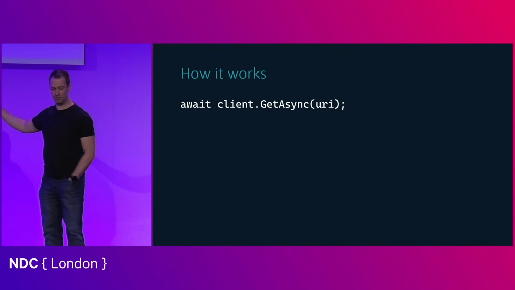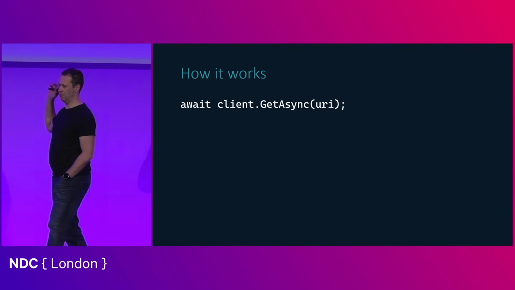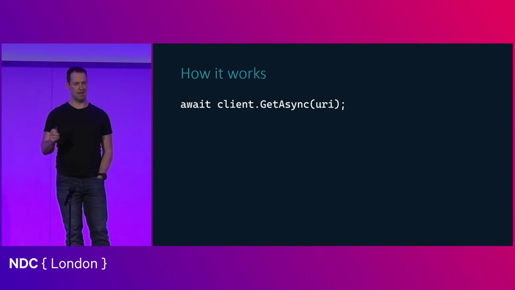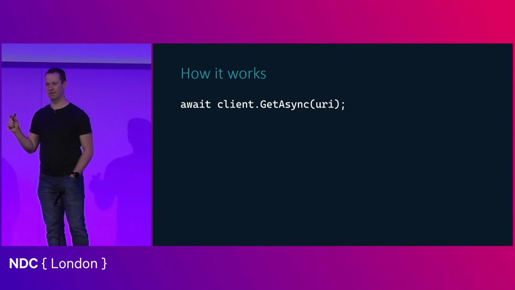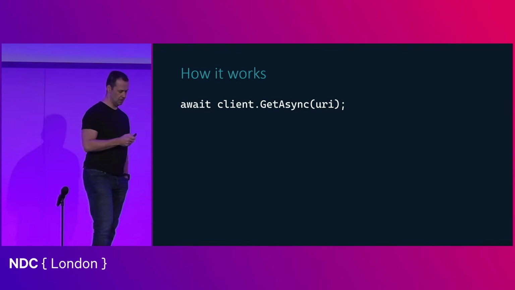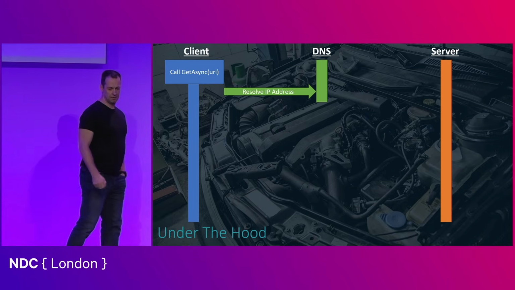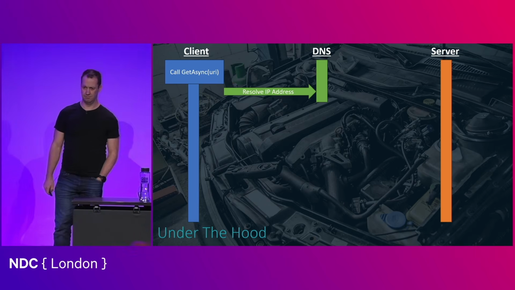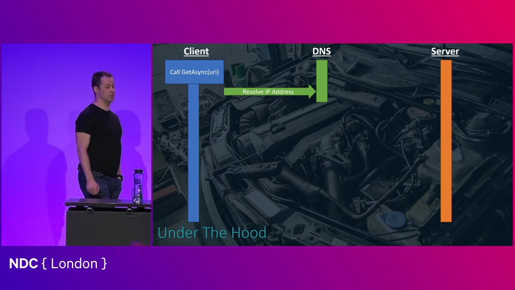This is the line of code that makes a call to a URI. We've written this line of code millions of times. But do you know what actually happens in the background when you call this one line of very simple code? Well, first of all, DNS resolves the IP address of the server. Oh, this is a talk about networking. Interesting. So we resolve DNS.